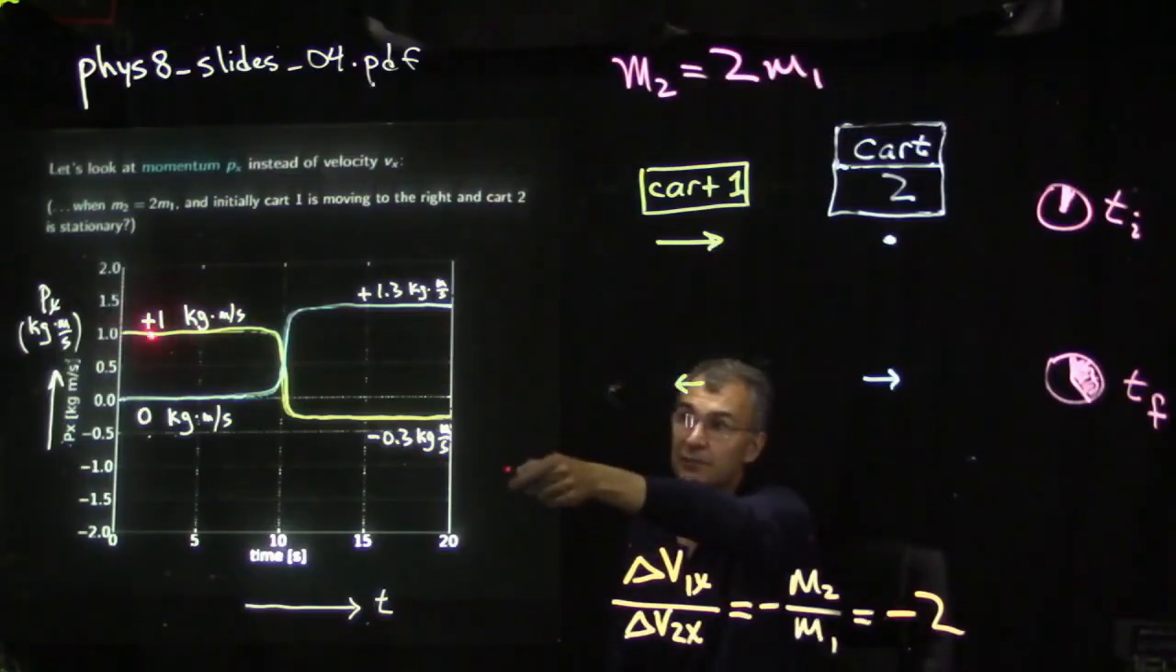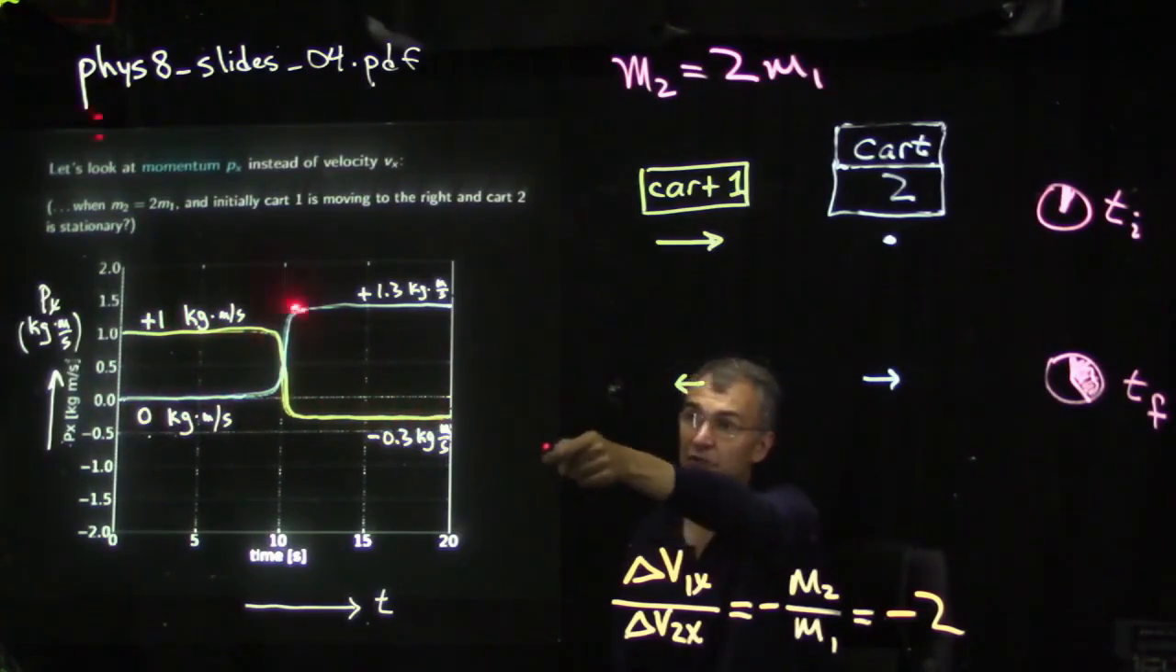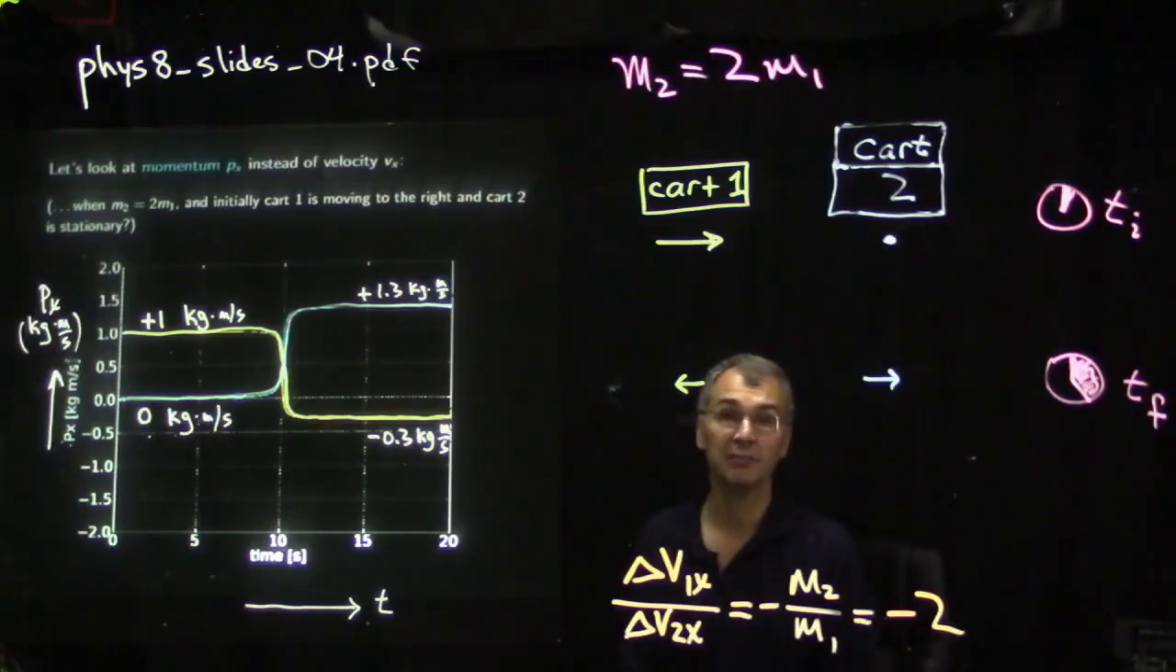Again, the change in p sub x for cart 1 is negative. The change in p sub x for cart 2 is positive. Those two changes have the same magnitude, because momentum is a conserved quantity, and because this is an isolated system. Therefore, momentum is constant for this system.